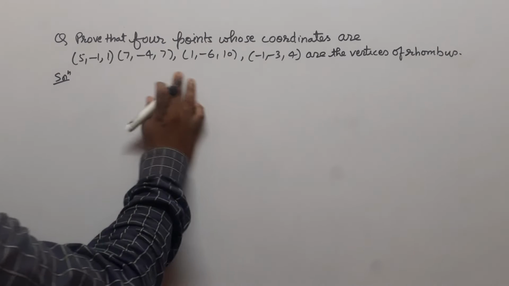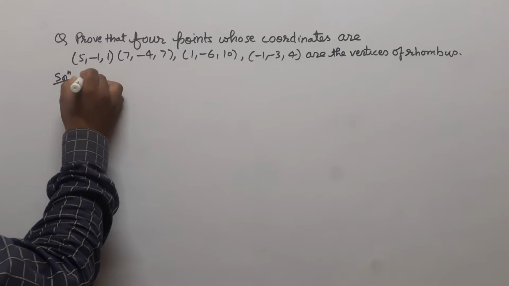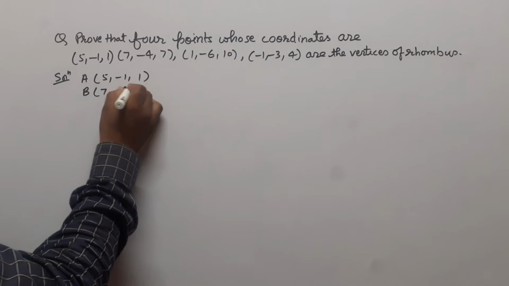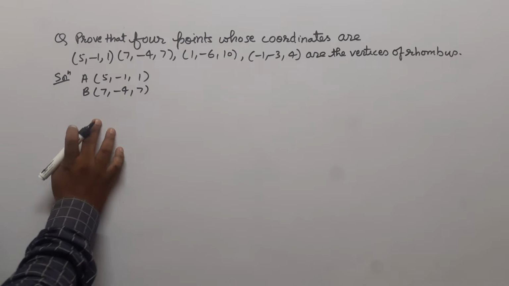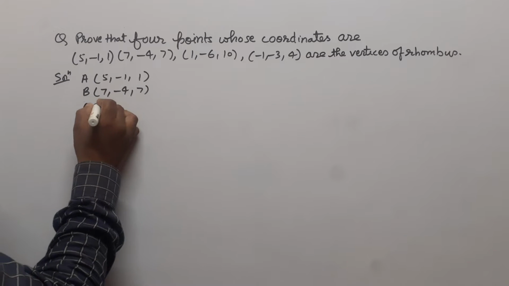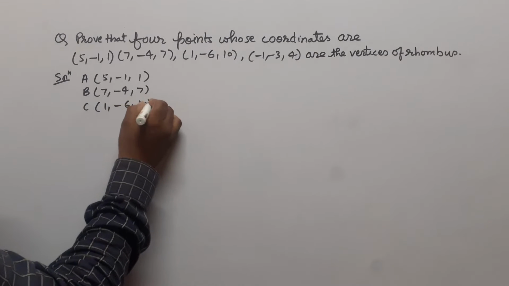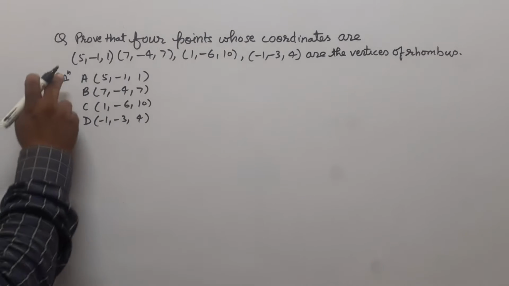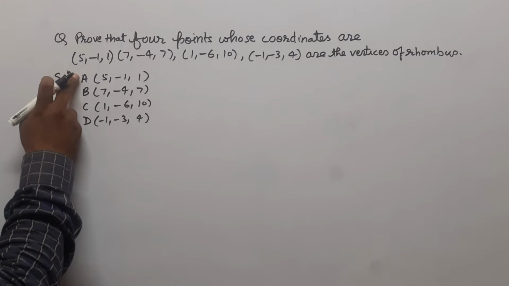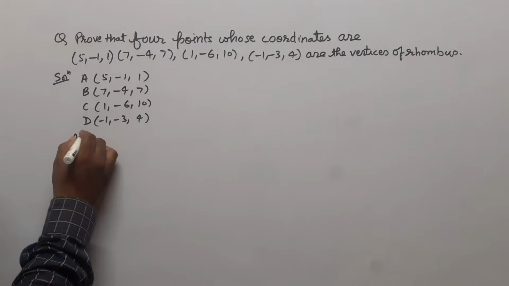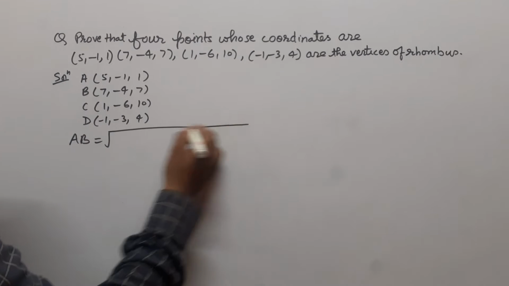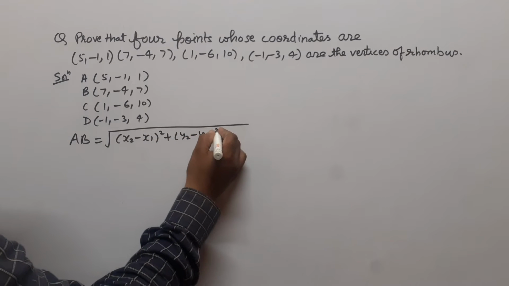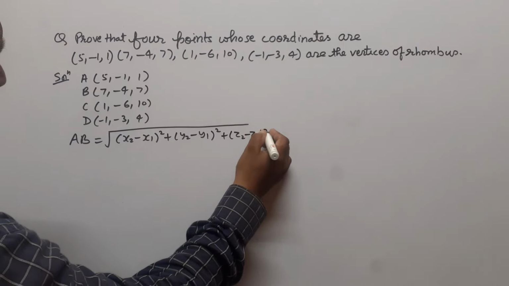So first we suppose that point A is (5, -1, 1), point B is (7, -4, 7), point C is (1, -6, 10), and point D is (-1, -3, 4). First we find out the distance between the vertices A and B. So AB is equal to, here we use the distance formula, the square root of (x2 minus x1) whole square plus (y2 minus y1) whole square plus (z2 minus z1) whole square.